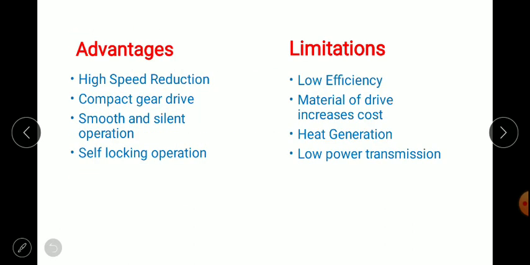So again, before moving to the design of a worm gear, we'll try to understand that it has a high speed reduction, a compact gear drive, its operation is very smooth, and most important, self-locking operation can be obtained for a worm gear.